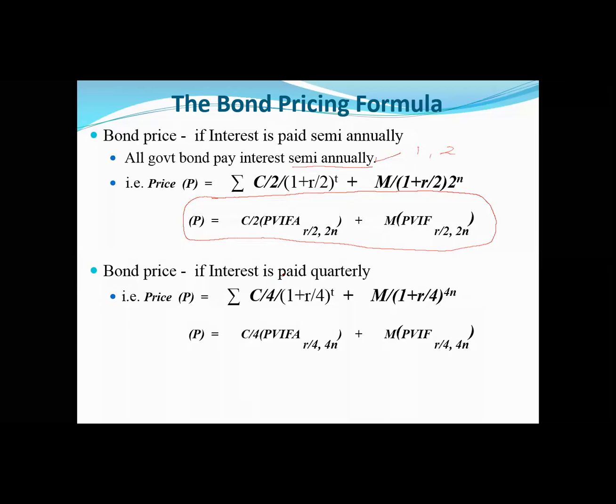On the other hand, if interest is paid quarterly, after every 3 months, the formula is simple, same as above. Only thing is, instead of dividing by 2, I have to divide it by 4. So here C divided by 4, present value interest factor annuity, R by 4, 4n, plus M, present value interest factor, R by 4, comma 4n. Now tell me, if interest is paid 12 times in a year, how will the formula change?